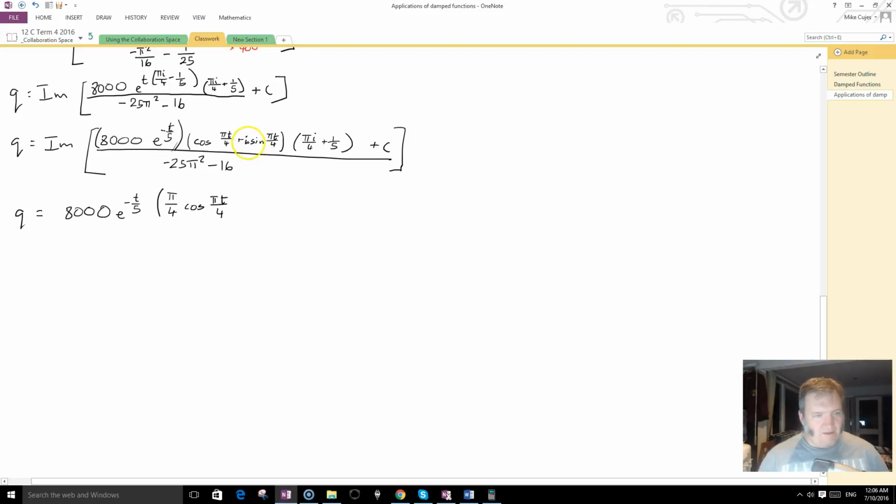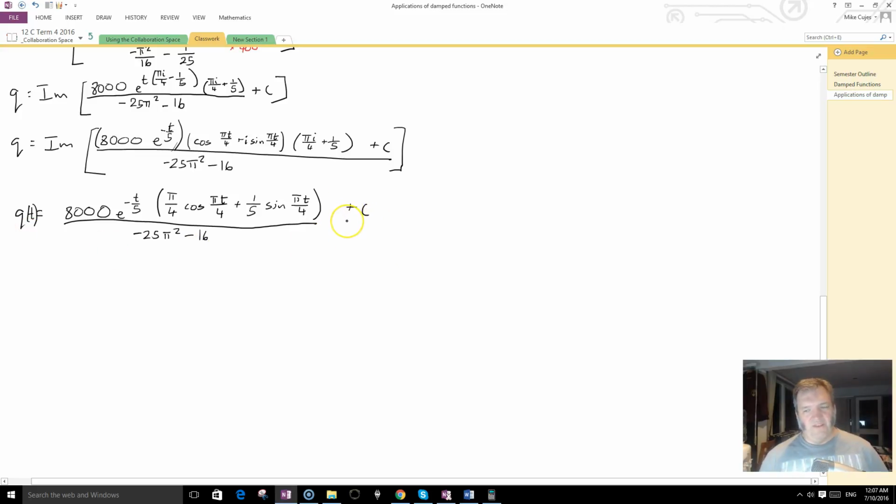So the only other bit I need is this: sine pi t over 4 times 1/5. Oh, that's not so bad, so it's plus 1/5 sine pi t over 4. And, of course, I have my plus c at the end, and I haven't got rid of my denominator yet, so I've still got negative 25 pi squared take 16. This is actually Q of t. That's the charge in the system at any time t.